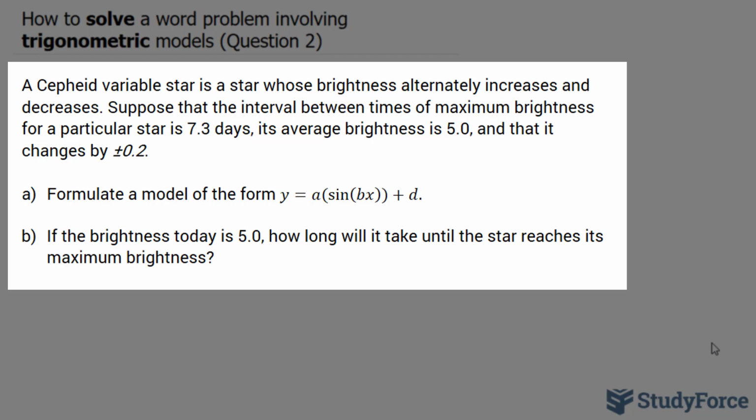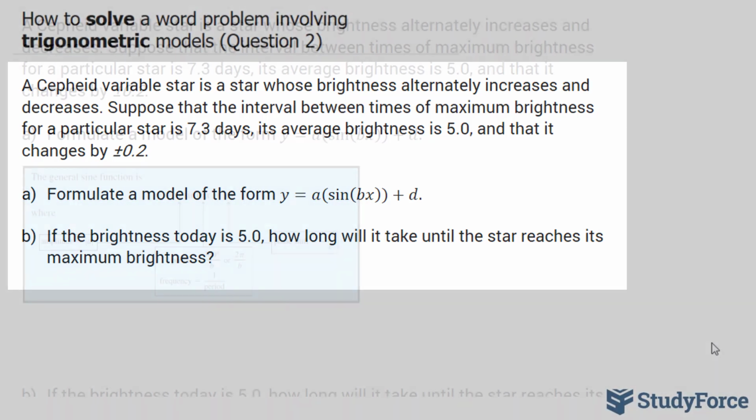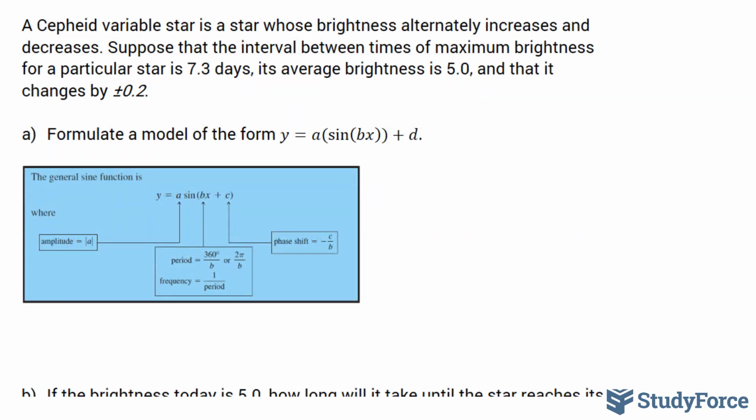A. Formulate a model for the form y is equal to a times sine bx plus d, and B. If the brightness today is 5.0, how long will it take until the star reaches its maximum brightness? To help us tackle question A, I've reintroduced information about the general sine function, as shown below. And according to the question, the interval between times of maximum brightness for a particular star is 7.3 days. What this is telling us is the period, meaning that everything occurs within that 7.3 days.